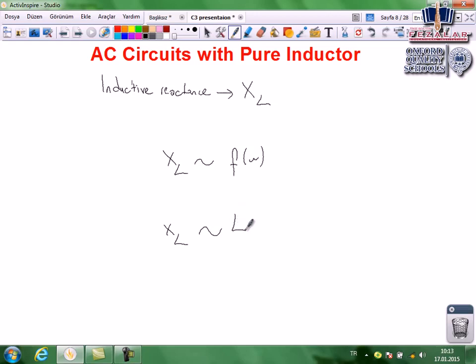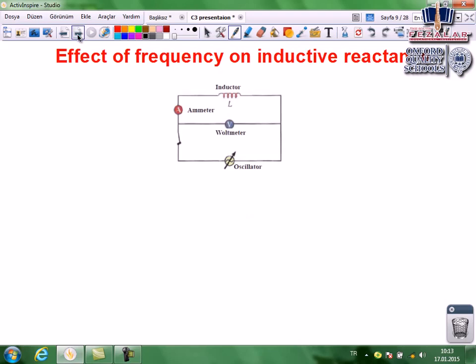Let's prove these relations by two activities. Effect of frequency on inductive reactance. There is a pure inductor connected to an ammeter, a voltmeter, and an oscillator. Actually, a pure inductor is strictly not possible. When the switch is closed and the frequency of the circuit is gradually increased, we will read that the value of current on the ammeter decreases.